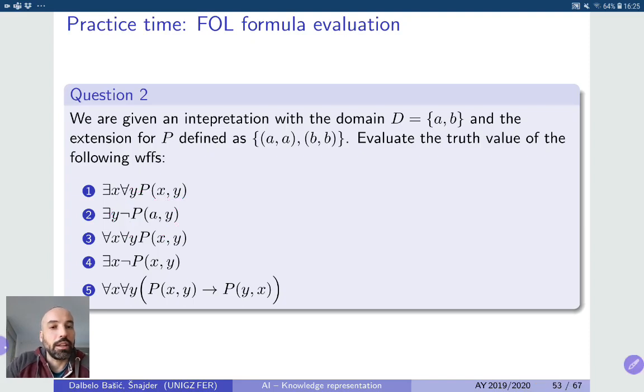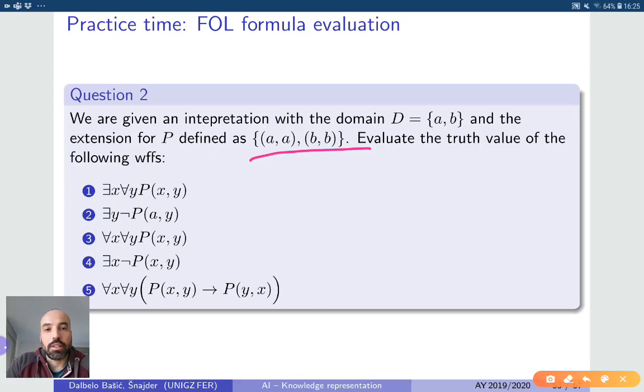Let's look at example number 3. For all x, for all y, Pxy. This basically means that all combinations of a and b should be covered by the extension of the predicate, but this is obviously not the case since AB and BA are not covered. So formula number 3 is false.